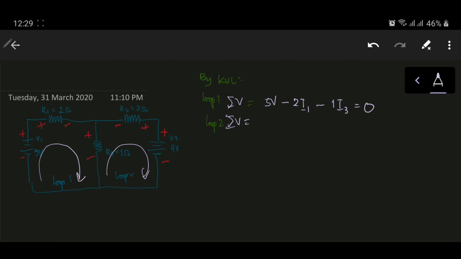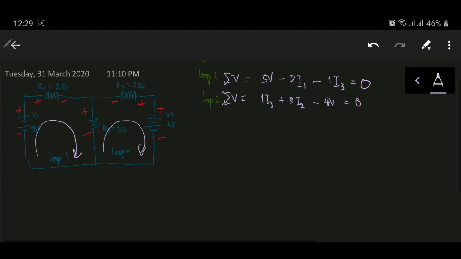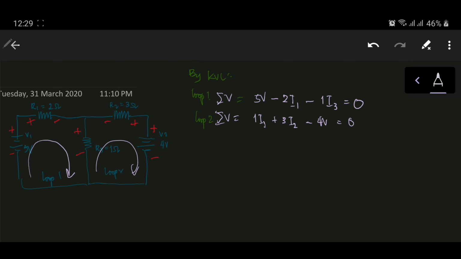So moving through R3, I have a positive value. It's 1 ohm times I3 plus 3 ohms times I2, or the current flowing through R2, and then I have minus 4 volts. So at this point I have all the equations for all the loops in this circuit. I'm done with the Kirchhoff's voltage law. Let's move on to the Kirchhoff's current law.